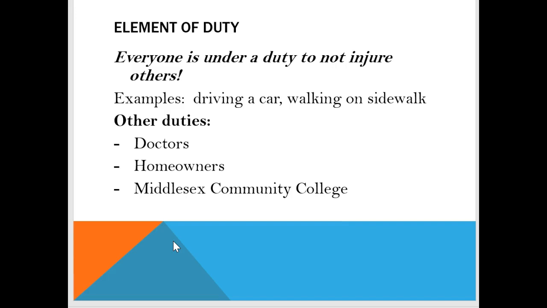What about businesses like Target, Walmart, Market Basket, or even Middlesex Community College? Of course, businesses have duties of care. Think about after a snowstorm. What is a business obligated to do? Well, the store has an obligation to reasonably clear the snow and ice so that it's safe for patrons and customers to come into the store.